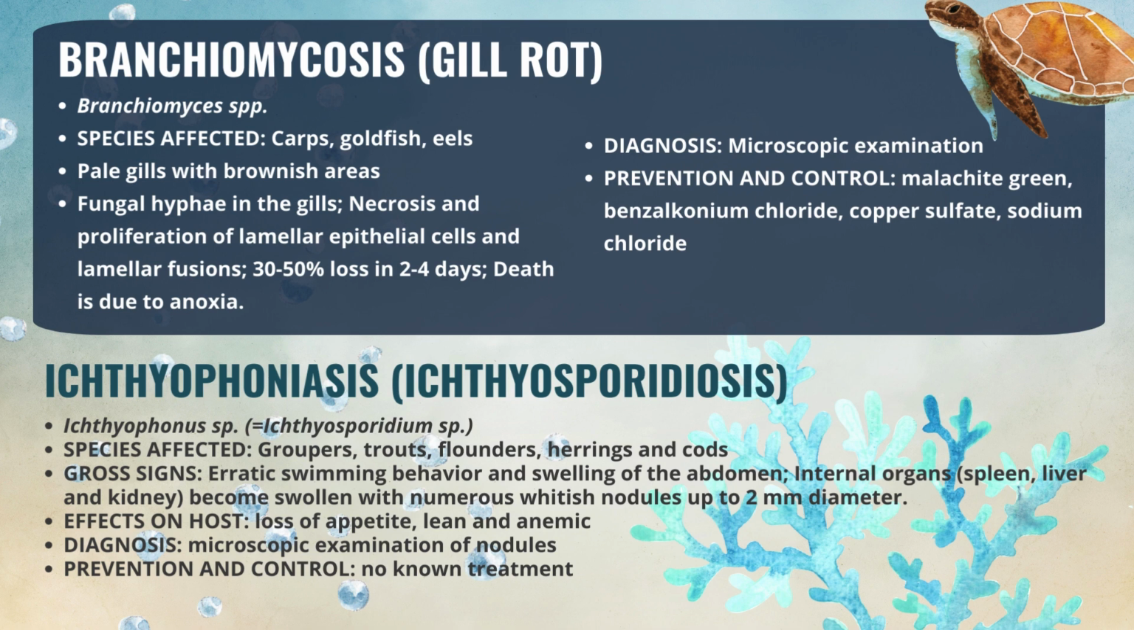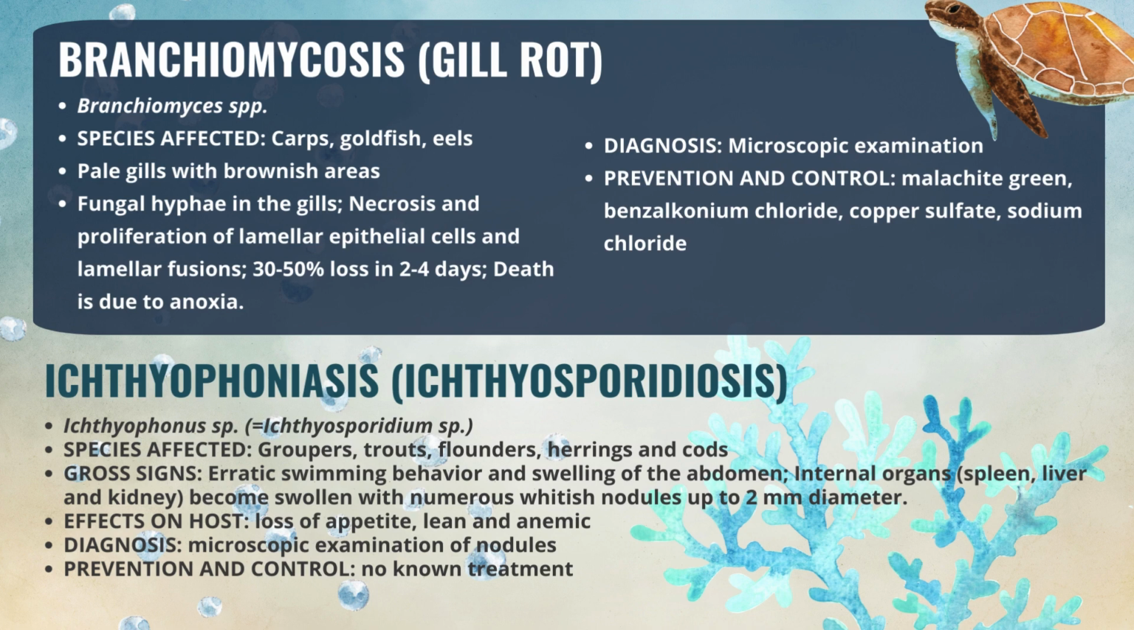The last disease affecting freshwater fishes is ichthyophoniasis or ichthyosporidiosis. This disease is caused by Ichthyophonus species or Ichthyosporidium species, affecting groupers, trouts, flounders, herrings, and cods. External manifestation of the disease varies from species to species, while some affected fish don't show any external sign. Erratic swimming behavior and swelling of the abdomen are sometimes observed among affected fish.